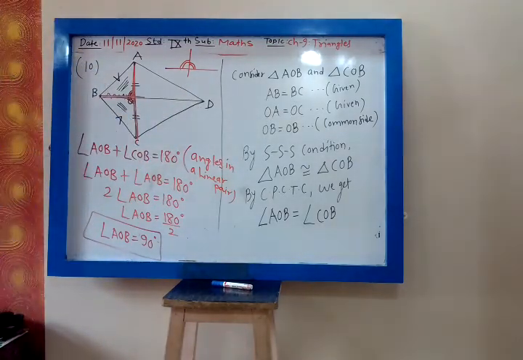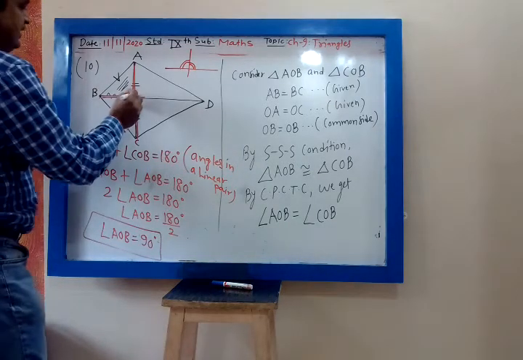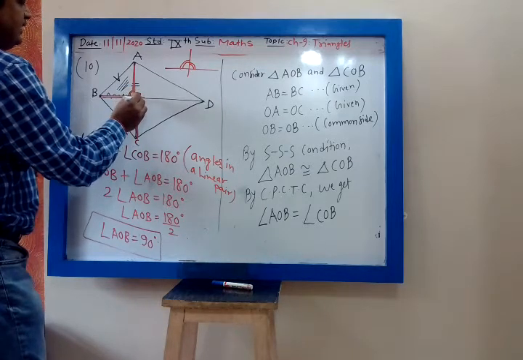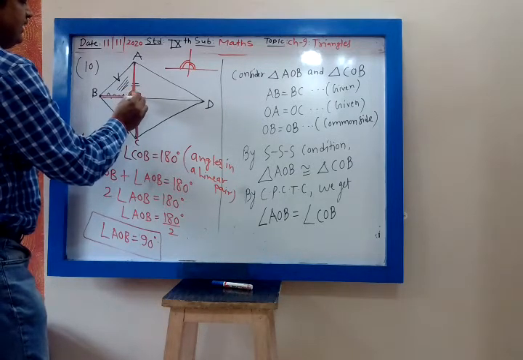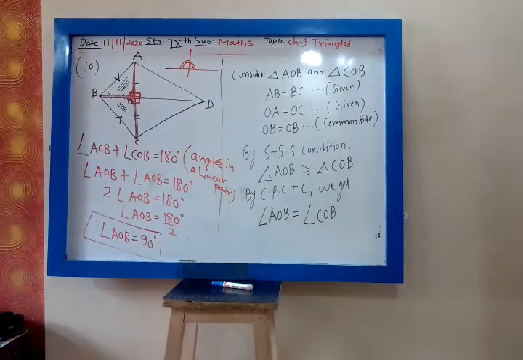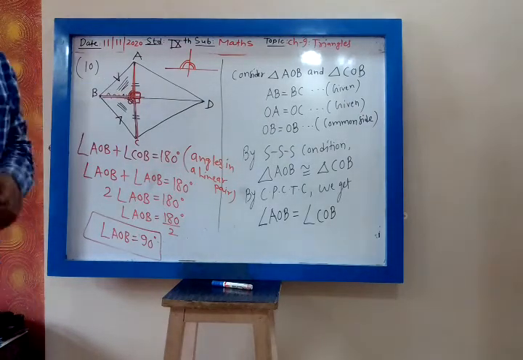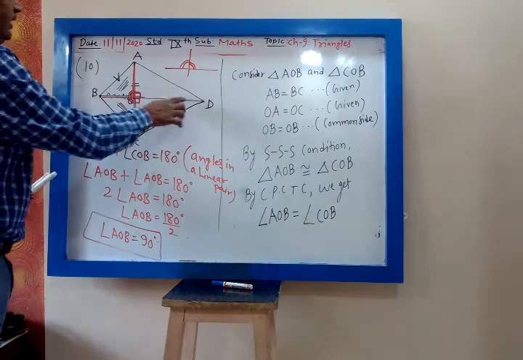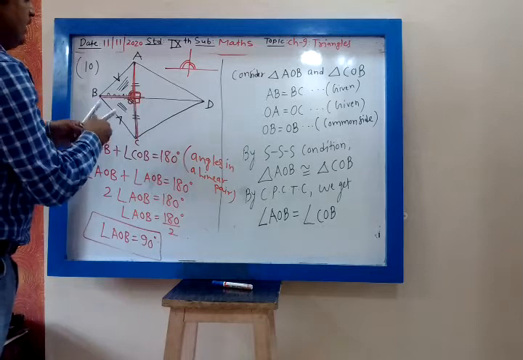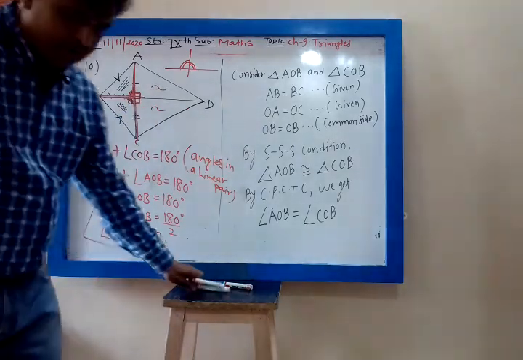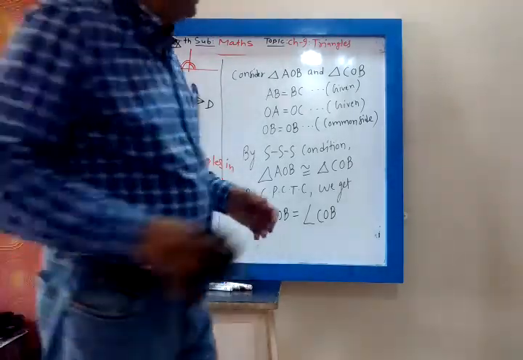Now what is the second part, what do you want to prove? So now this is 90 degrees, and this is 90 degrees. All are 90 degrees. Correct? Now for the second part, we want to prove that triangle AOD is congruent to triangle COD. So now I will consider these two triangles.